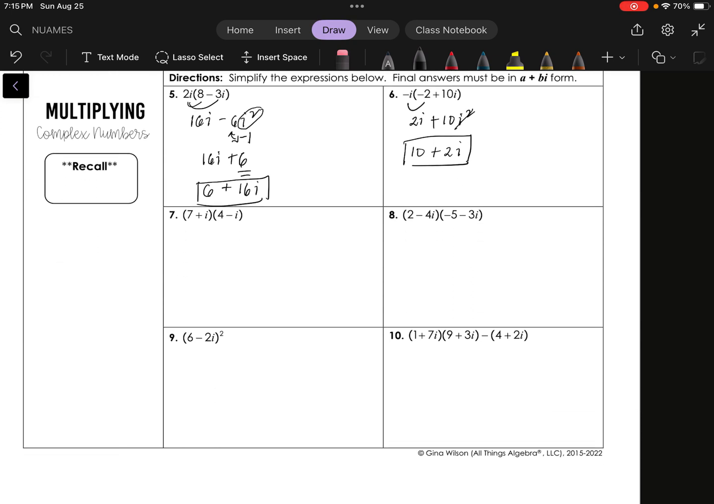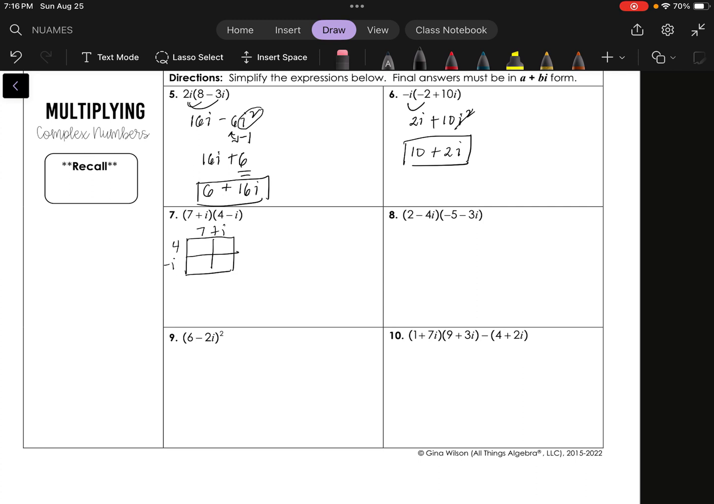So for number 7, you have the same, but you're using two factors that are binomials. So you have to make sure you do the right thing when you distribute everything. Some of you might use the box method. We could do that. So let's say I have here 7 plus i, and this is 4 minus i. We just do the box.